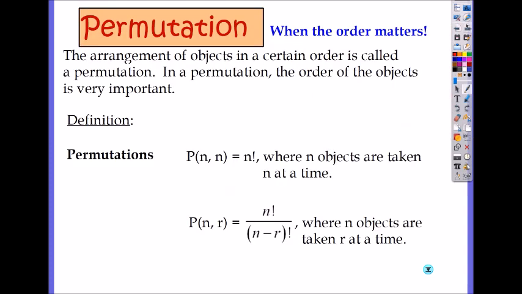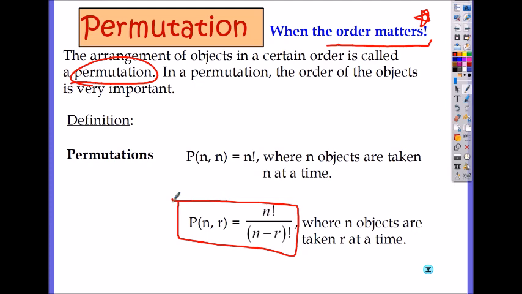Permutation is when the order matters. The arrangement of objects in a certain order is called permutation. And again, the order matters for that case. I'll let you know when the order doesn't matter. That's for combination, and I'll show you the difference in a second. And here's the formula that you can use to find the total number of outcomes for permutation. It's n, the total number, factorial, divided by n minus r factorial. I'll get back to this formula with the example on the next page.